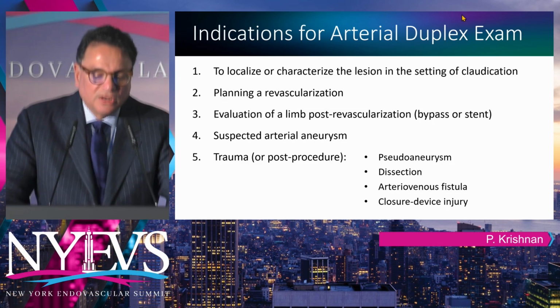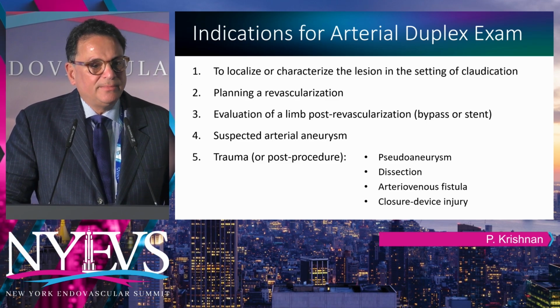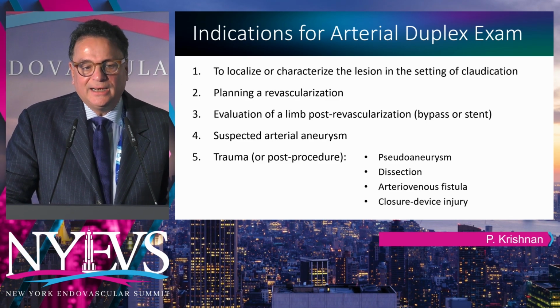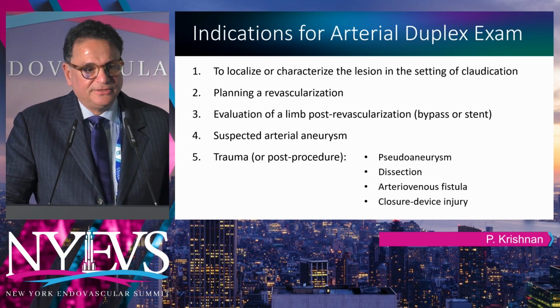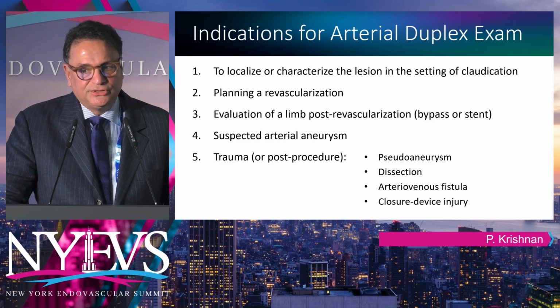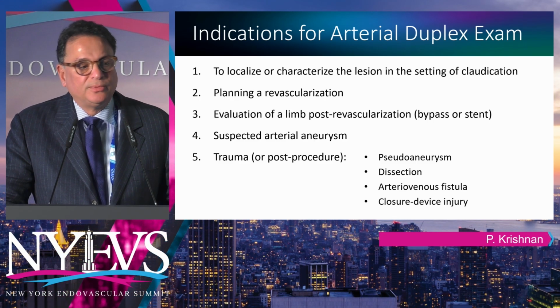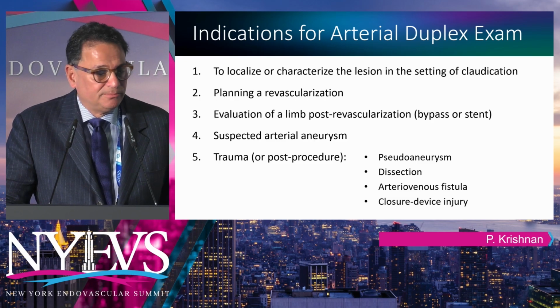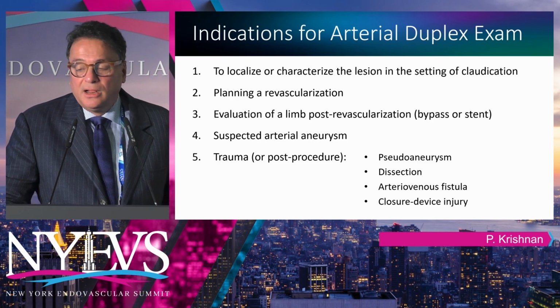Well, one is to localize or characterize the lesion in the setting of claudication, okay? So the only time I get a duplex is if I want an anatomic diagnosis. If I'm uncertain about the physiology of the diagnosis, then the duplex is not the right answer. So for the first patient, it might not have been the right test. To go for a duplex is expensive. It's difficult because you have to get a prior authorization. You have to do all sorts of things.